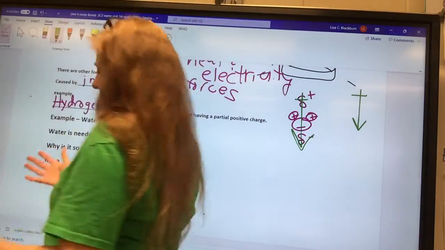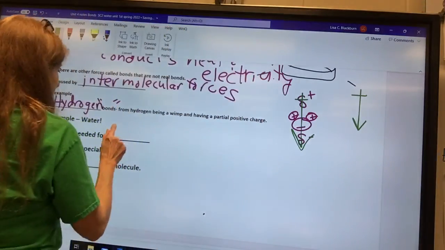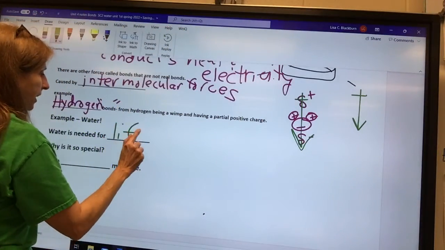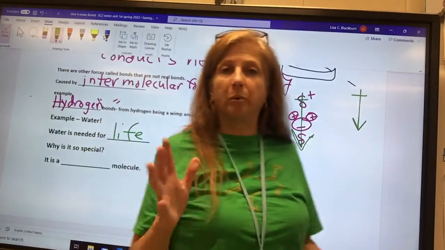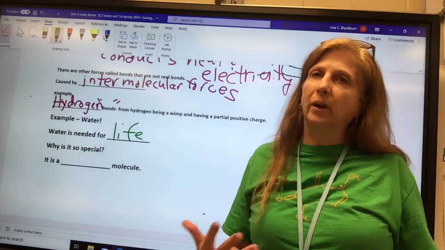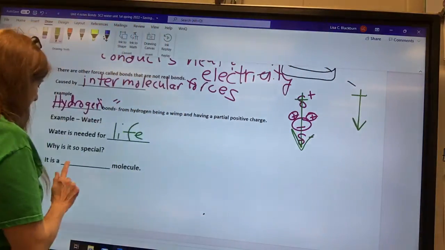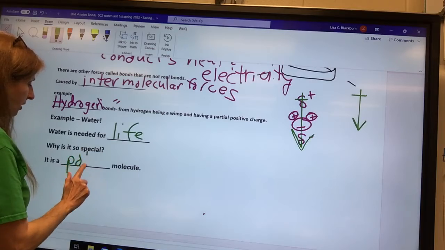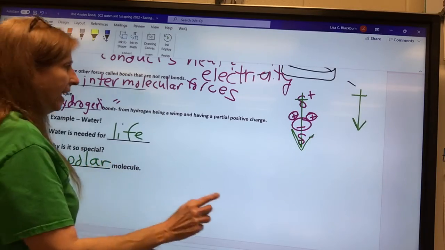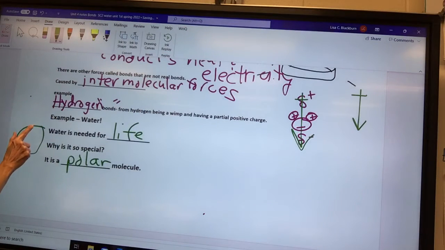Now, water is really important, and water is needed for life. So whenever we are out in space looking at other planets, seeing if they could possibly have life on them, we always look for water. So why is water so special? It's a polar molecule, meaning it has ends, just like our Earth has ends to it. It's got the polar ice caps.